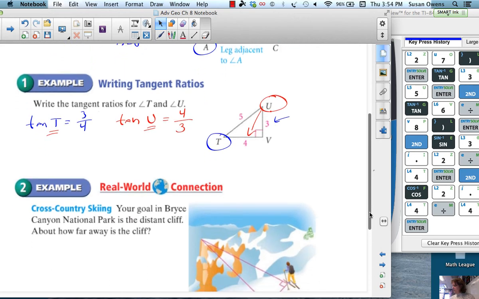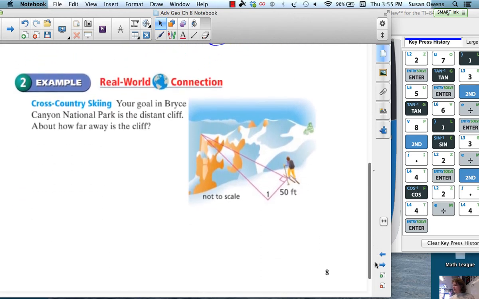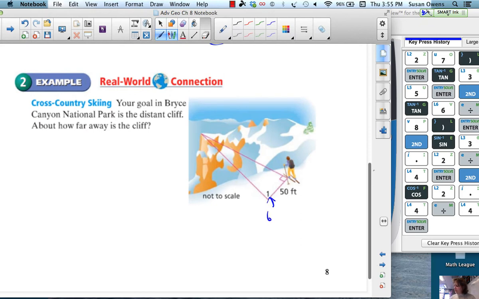So we're going to do 2 problems. One where we're going to find the length of a side, and one where we're going to find the angle. Okay, you're going to need your calculator for this. So I'm going to tell you this angle is 68 degrees. And they want me to find how far away is the cliff. So the cliff is going to be from him over, so we want to find this side.